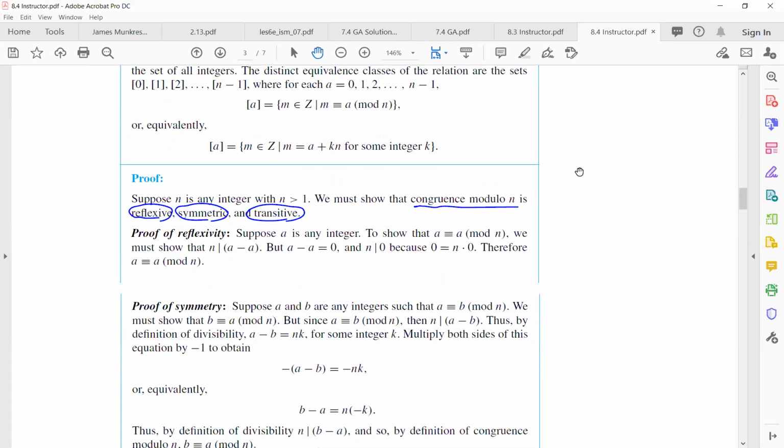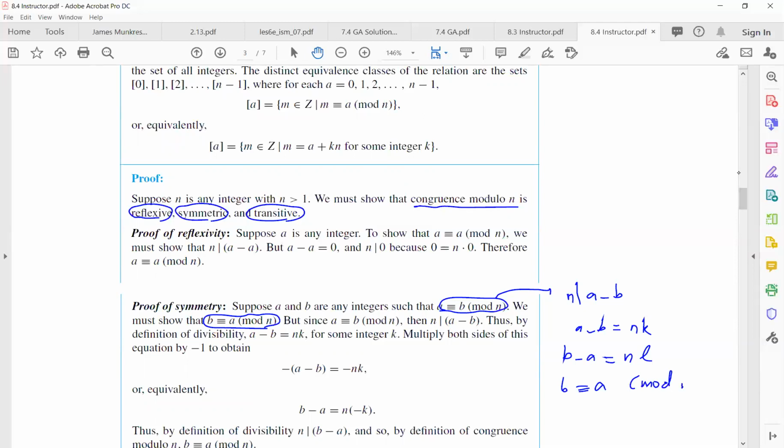For symmetric, we can just use the direct definition. Suppose a is congruent to b mod n. We want to show that b is also congruent to a mod n. When you say that a is congruent to b mod n, it means that n divides a minus b, or a minus b is equal to nk, so b minus a is equal to n times l. So, as you can see, b is congruent to a mod n.